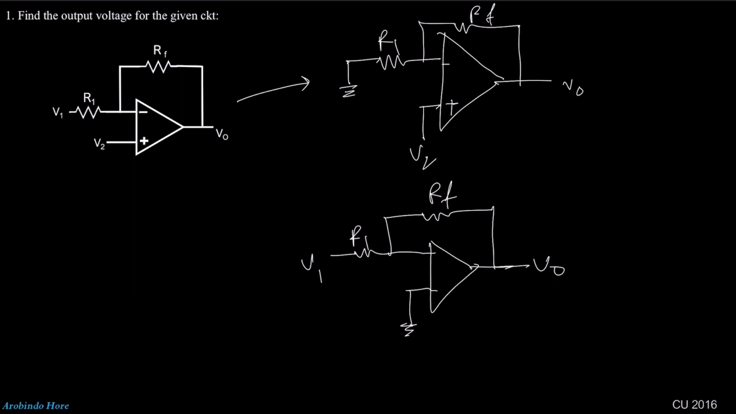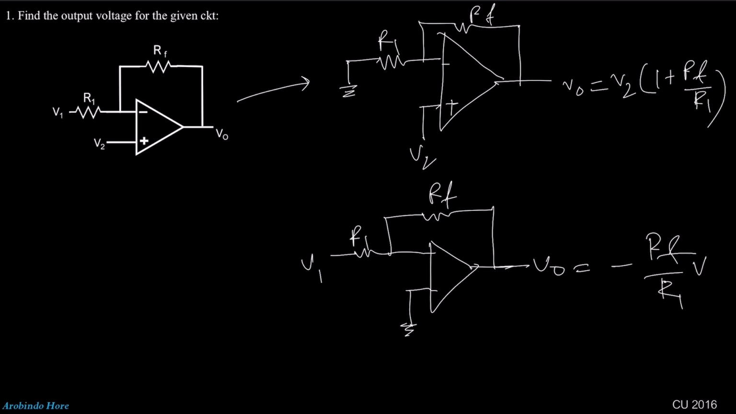Right? You all know the value V0 is equal to V2 into 1 plus Rf by R1, and here V0 is equal to minus Rf by R1 into V1, right? What does the superposition theorem say? The superposition theorem states that the final output voltage will be the sum of the contributions of the individual voltages. That means V0 is equal to V2 plus V2 into Rf by R1 minus V1 Rf by R1.